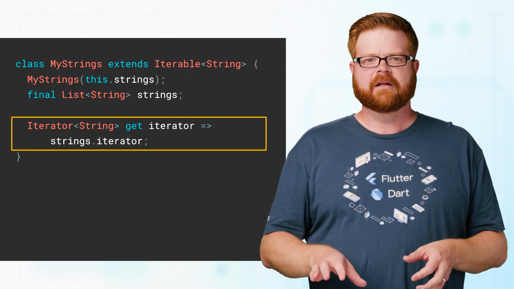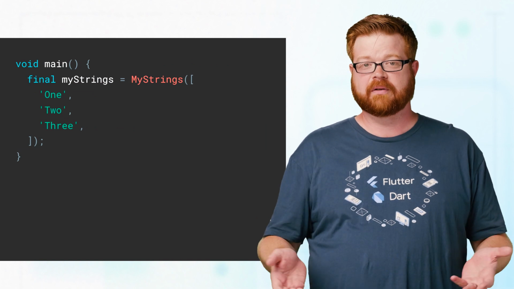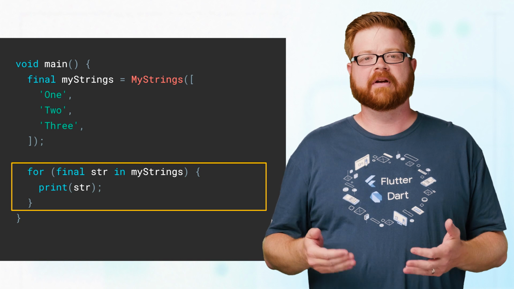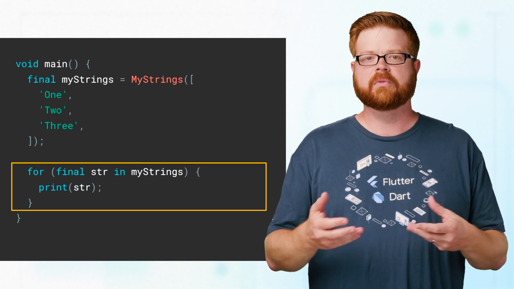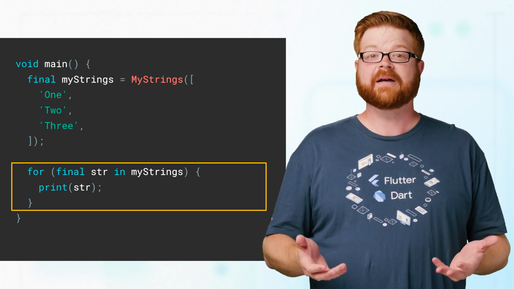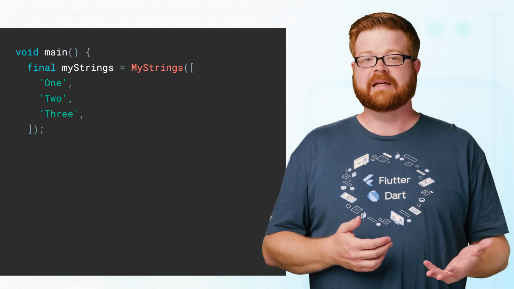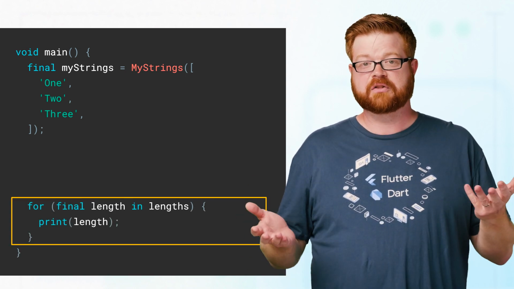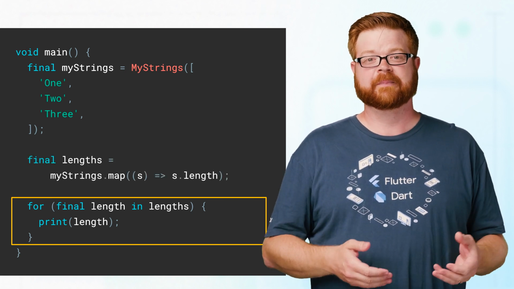One of the cool things about iterables is that you can stick them in a for-in loop. If I have one of these myStrings objects, for instance, I can use for-in to loop over each of its values one after the other. Dart will automatically call moveNext and current for me, so I can just write a simple loop. Some of the handy methods you're used to with streams, like where and map, can also be used with iterators. They just return a new iterator, which you can also loop over using for-in.